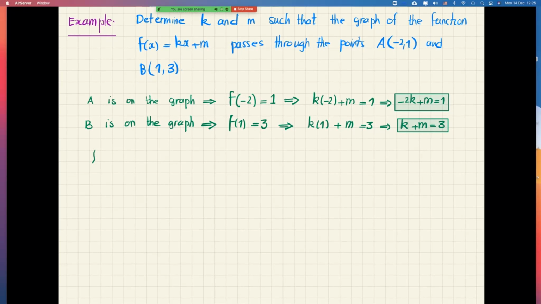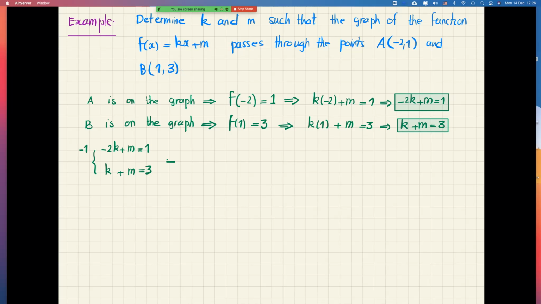So this is simple. Hopefully you know how to solve it. So I have -2k plus m equals to 1. And I have k plus m equals to 3. How should I find the k and m? I need to solve a system. I don't know how you want to solve the system, how you have learned it in school. One thing we can do is to just multiply this by a negative sign, yes? Let me multiply the above one by -1.